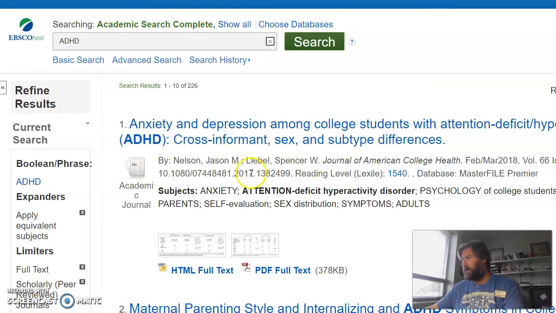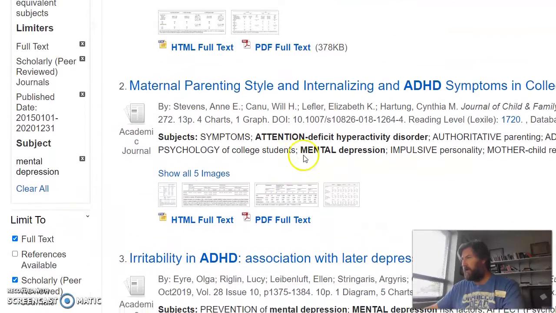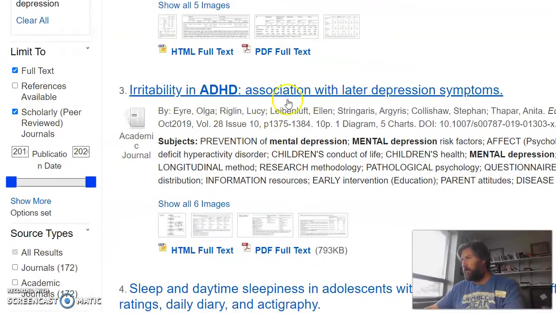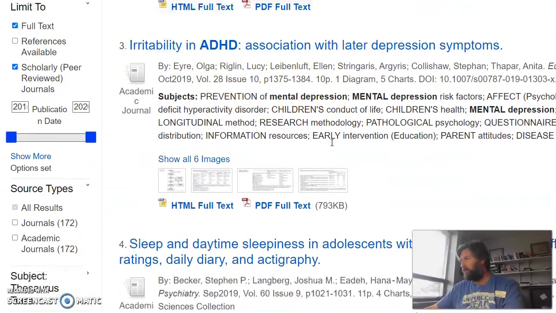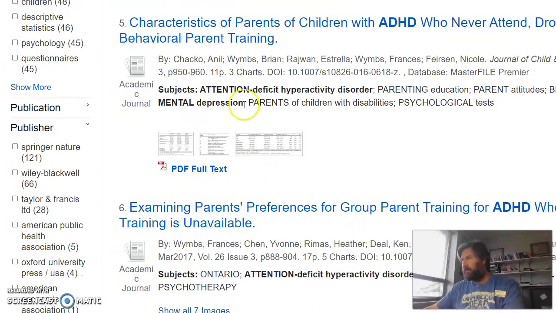Okay, so this is 10 pages. Cross-informant sex and subtype differences. So that already seems like a specific study about gender and how that is impacted. So maybe if that's the direction you're going in. There we see maternal parenting again, irritability associated with later depression. Seeing a lot of the sciences stuff.